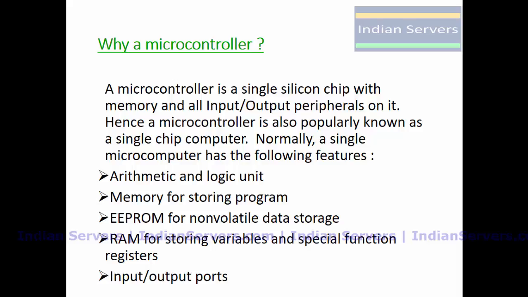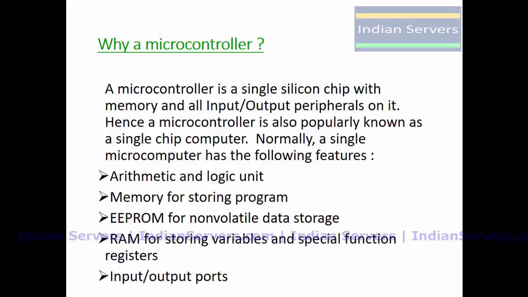If you observe a microprocessor, it only contains the arithmetic logic unit, the control unit and the memory unit. But a microcontroller, along with the CPU, that means ALU, CU and memory unit, also contains RAM, ROM and other peripherals like serial communication peripherals, CAN controller, etc.